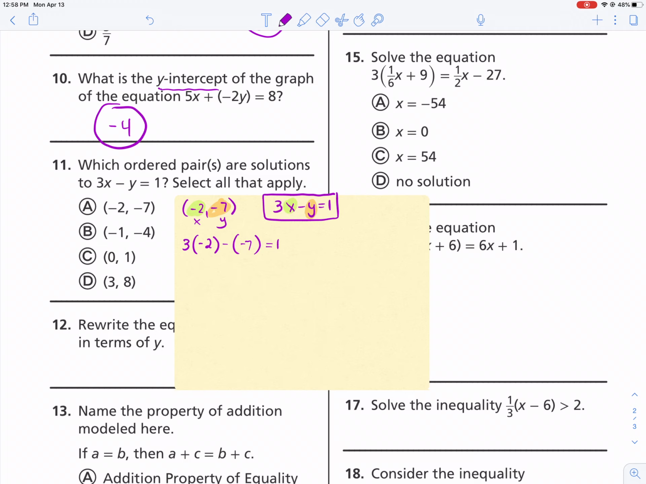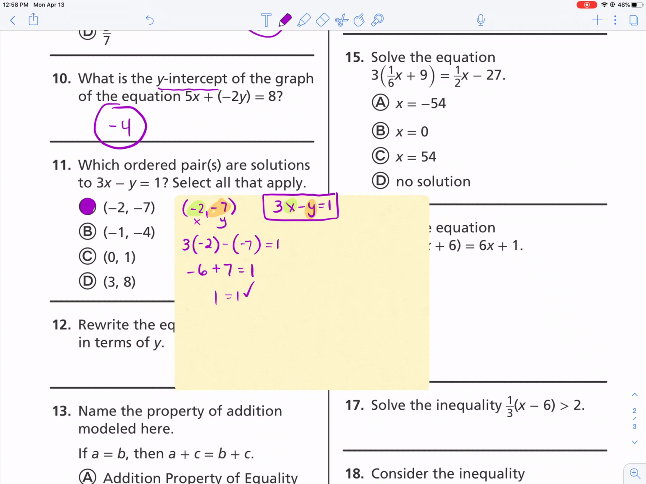So I have 3 times a negative 2 gives me negative 6. And a negative times a negative gives me a positive 7 equals 1. Negative 6 plus 7 is a fancy way for saying 7 minus 6, which is 1. 1 equals 1, so this one works. But be careful in this one, it says select all that apply. So remember, there's a possibility that there's more than one.